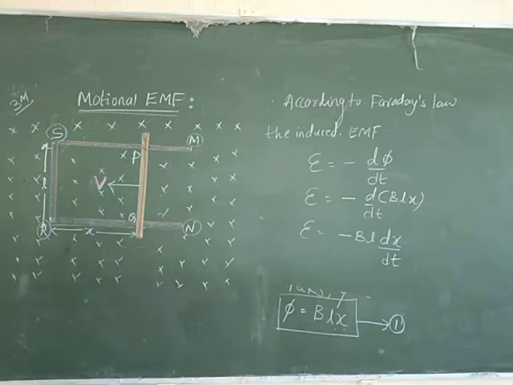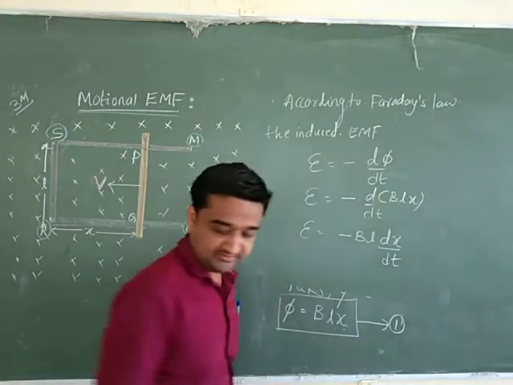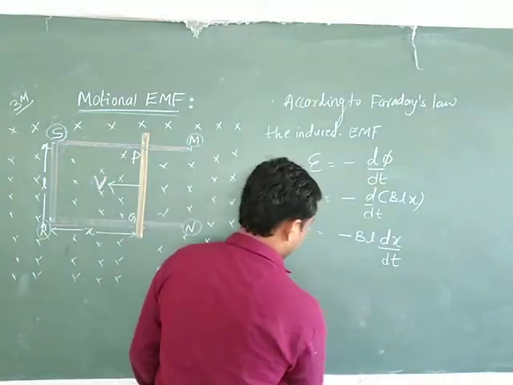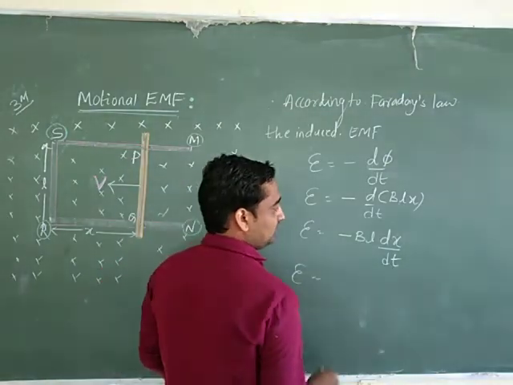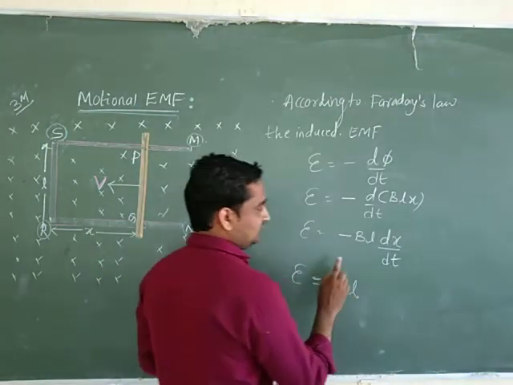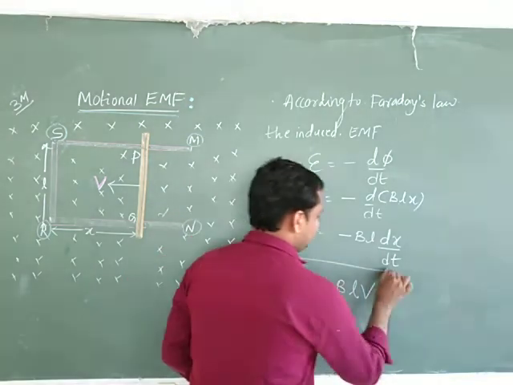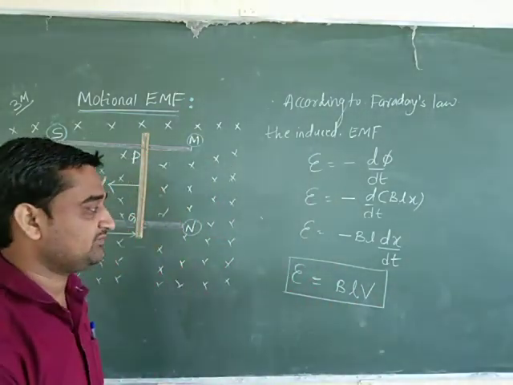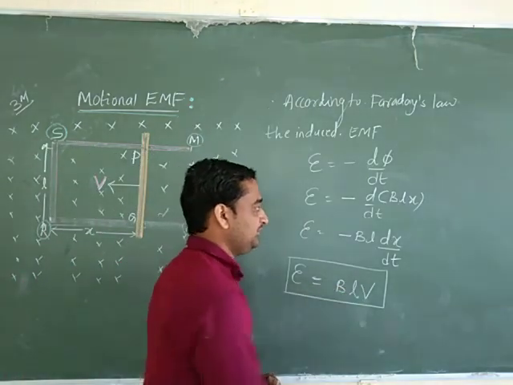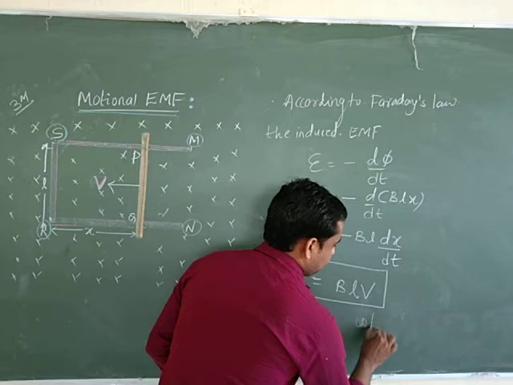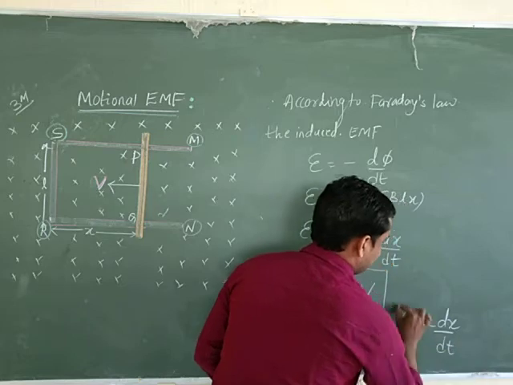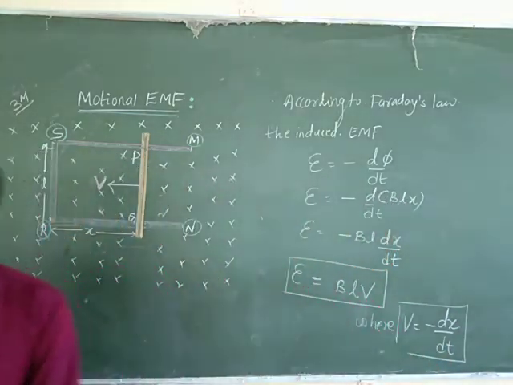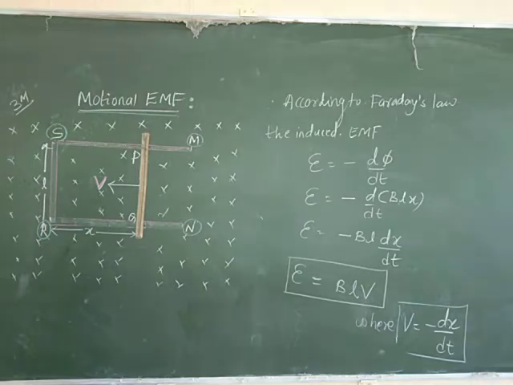So therefore, this minus dx by dt represents what here? The velocity of the rod with which it is moving. Therefore, E is equal to BLV, that is the induced EMF. The expression for the induced EMF is equal to BLV, where V is equal to minus dx by dt, which represents the velocity of the conductor with which it is moving.